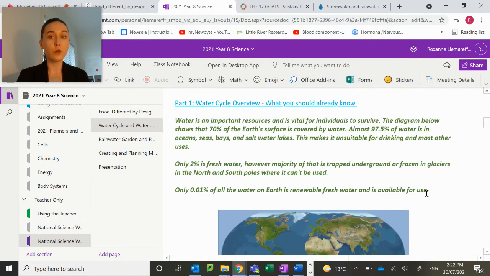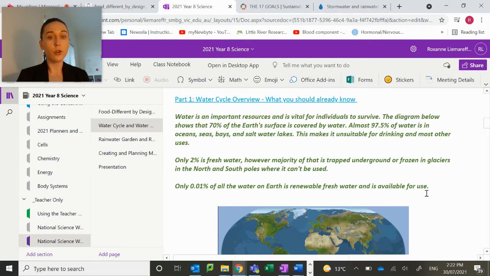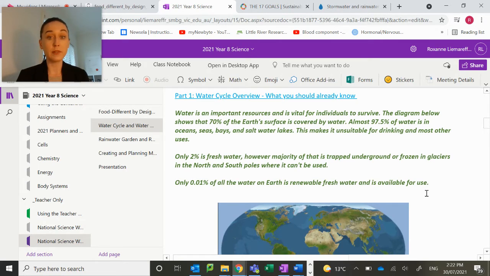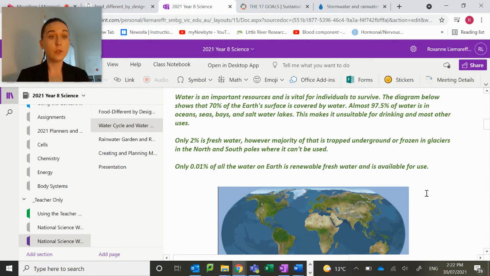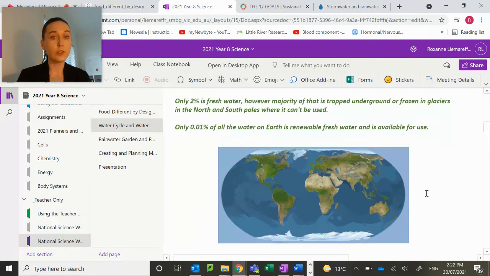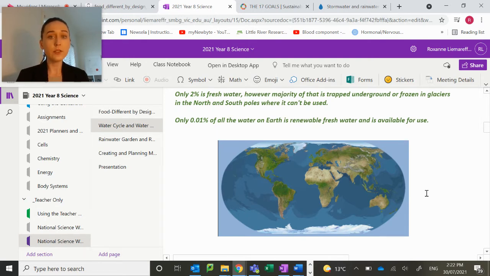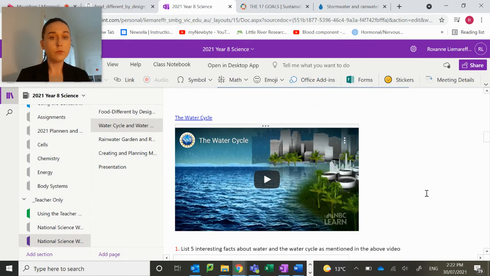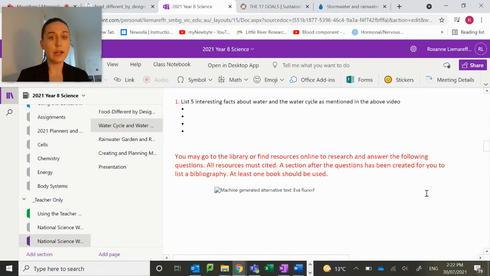There is information about what you should already know. Only 2% of our water on Earth is approximately fresh water. The majority of that is trapped underground or in frozen glaciers in the north and south poles where it can't actually be used. And only 0.01% of all the water on Earth is renewable fresh water and is available for use. So, we'll have a look at this in more detail.